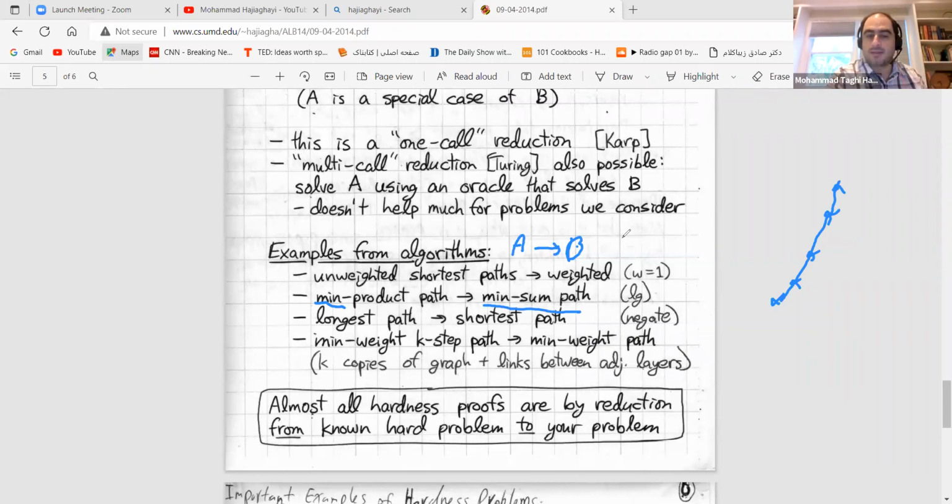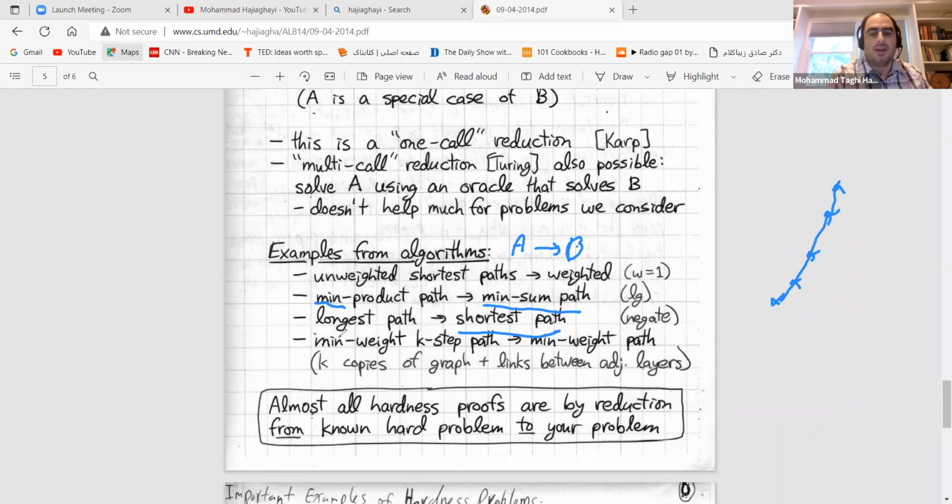Good. Longest path. If you want to find the longest path in a graph, you can essentially use the shortest path for that. How can we do that? We can do some kind of negation, reducing longest path to shortest path. But this assumes that there is a shortest path algorithm that can solve for negative weights. We may not have that, but generally this works.